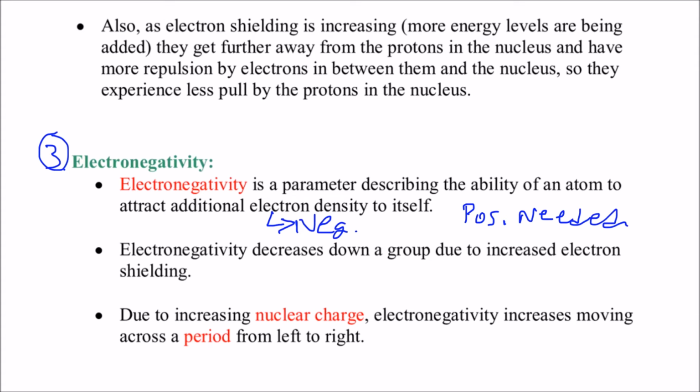So electronegativity decreases down a group because of increased electron shielding, and it increases as you move from left to right because of increasing nuclear charge. Let's talk about that a little more. If you have increased electron shielding, meaning that you have added a whole bunch of energy levels and you have filled those energy levels with your electrons, then that means that you've got a whole bunch of electrons and possibly not a whole lot of protons.